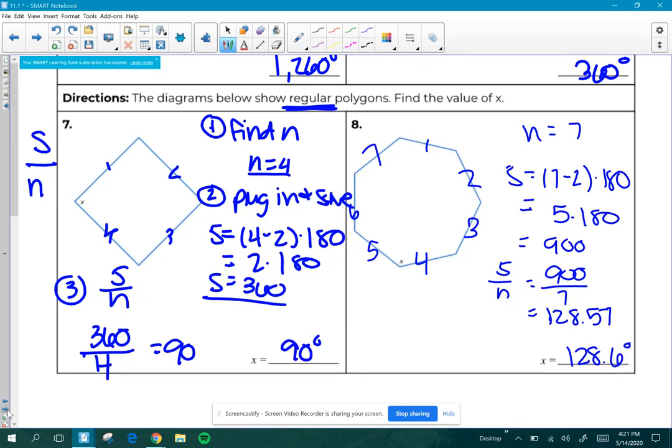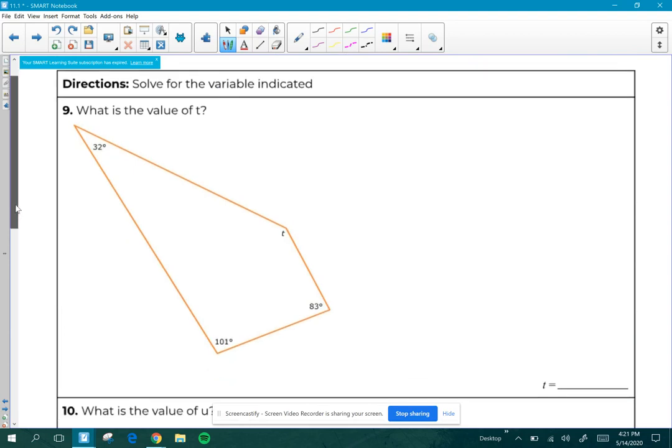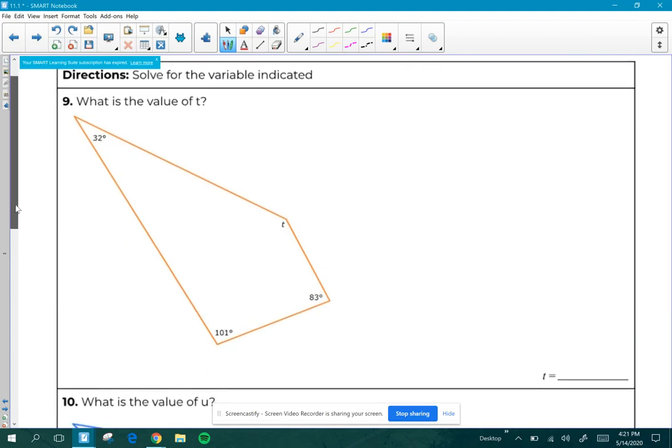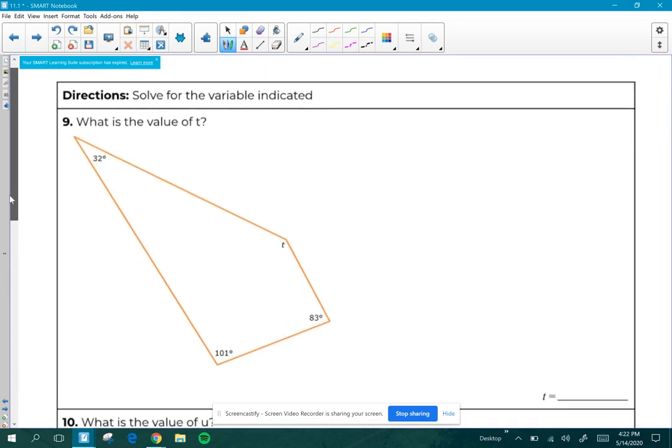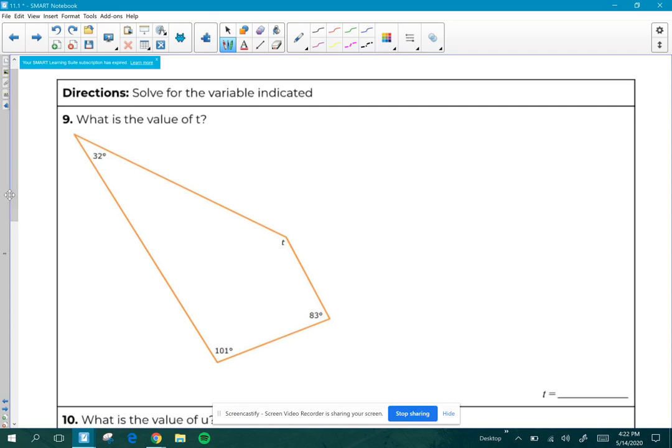Now, our last step is going to be more along the lines of the second grouping with the S equals n minus 2 times 180, but we're going to throw in some algebra. So you want to solve for the variable indicated here. Number 9 says, what is the value of t? So I want to know the value of t.